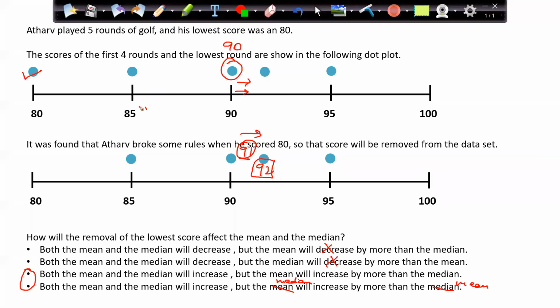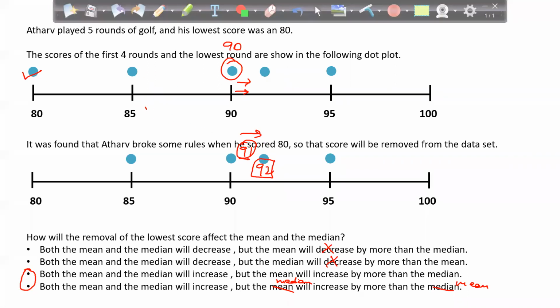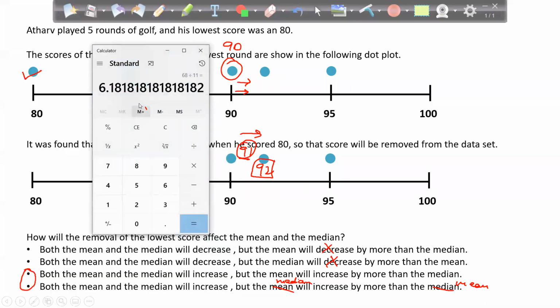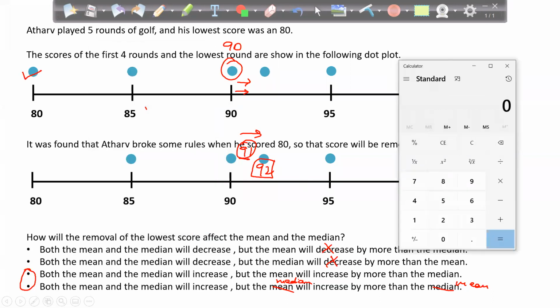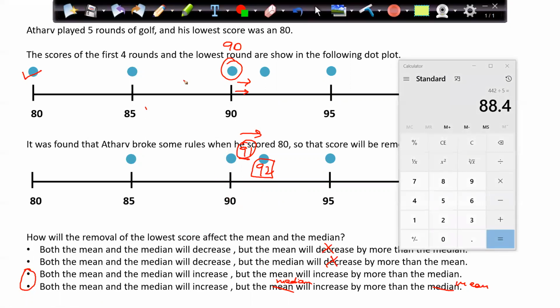Now I will take the average. Let's go and calculate it. So here I will sum up the values: 80 plus 85 plus 90 plus 92 plus 95 divided by 5. So 88.4 is my mean for the above scenario. So for this scenario, 88.4 is my mean.